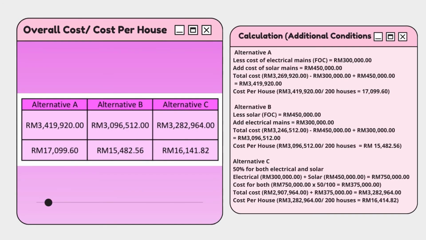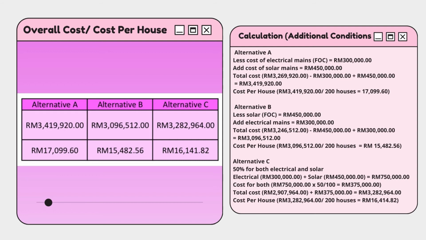The overall cost is the total cost adjusted in accordance to the additional condition that has been set in each alternative if they were chosen. If you look back at the question, the laying of electrical mains will be free of charge, but the laying for solar mains has to be paid. Alternative B is the opposite, where laying solar mains will be free of charge, whereas electrical mains have to be paid. Alternative C, on the other hand, still has to pay for laying both electrical and solar mains, but at a discount of 50% for laying electrical and solar mains individually.